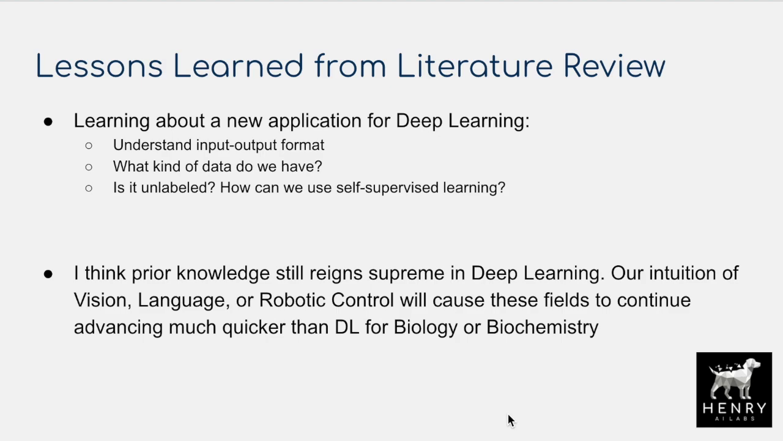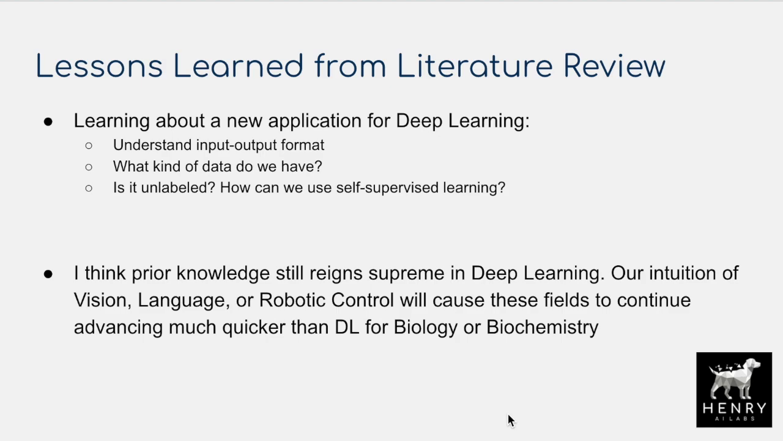So in my opinion, the best way to learn about a new application for deep learning is to first understand the input-output format. Generally, how do we input data as these matrices? And then is the output a classification label task, or is it generating an image, where you could output a matrix as well as these logit vectors for classification, or it could be just a numeric output like a regression task. Understanding input-output, I think, is important. Understanding what kind of data we have, is it unlabeled, and can we use self-supervised learning? I think these are some of the most important questions to ask when you're looking at a new application to apply deep learning to.